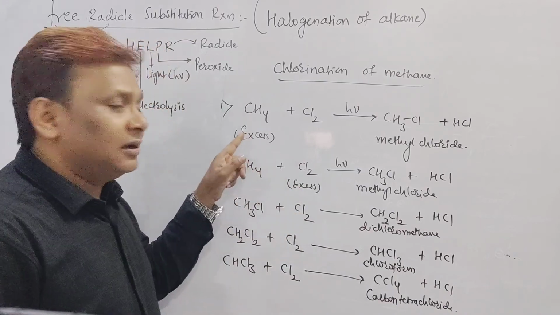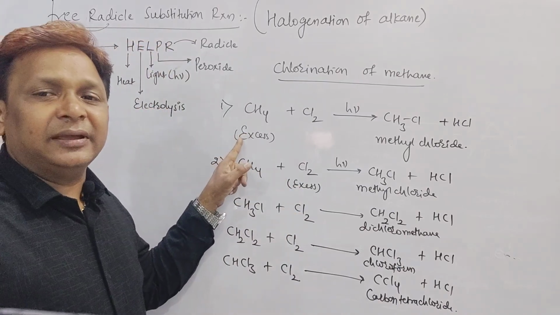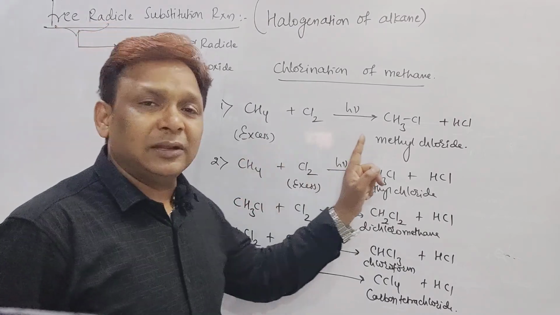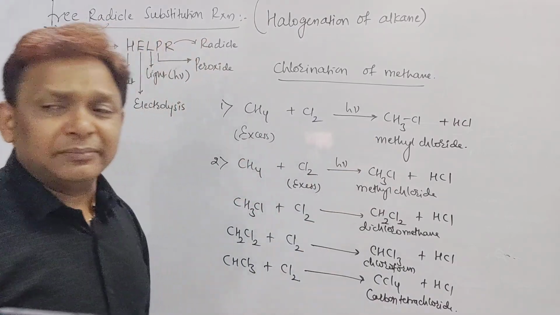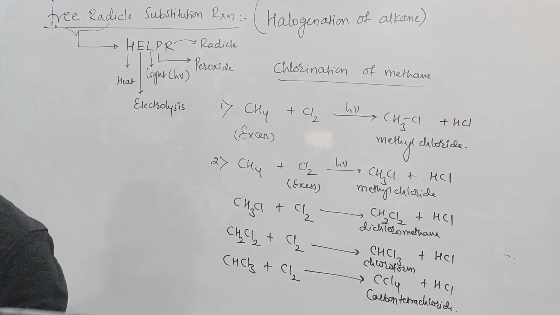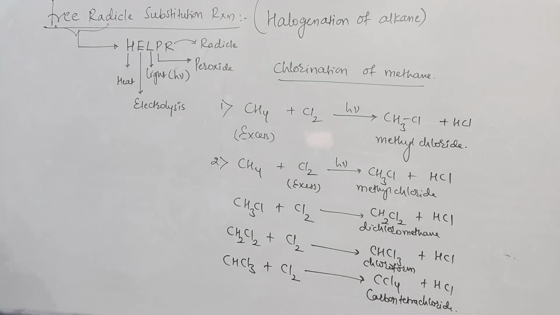But in the first case, only methane is in excess. As the methane is in excess, we get only one product. So we'll see the mechanism behind it: how this reaction takes place and what steps are involved in the formation of all this. I want to go with the mechanism of free radical substitution.